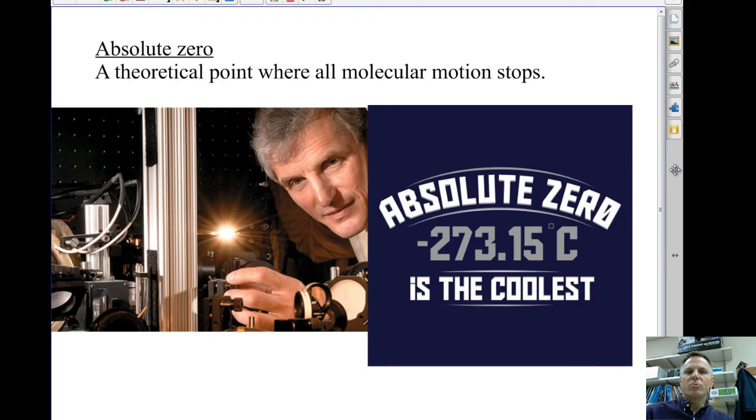Now, when molecules move slower and slower and slower, eventually they can come to, theoretically, a stop. So when molecules come to a stop, we've reached a point that they call absolute zero. It's a theoretical point where all molecular motion stops, but it's not a point that's actually ever been reached. Notice it says a theoretical point. It's minus 273.15 degrees Celsius. Very, very cold. It's the coldest temperature that could theoretically occur.